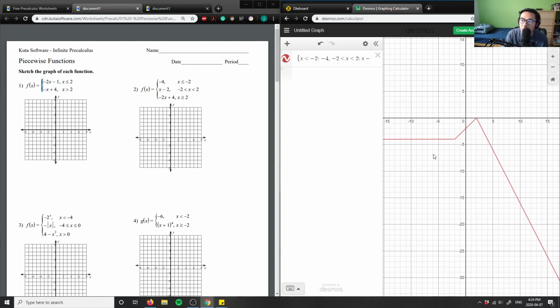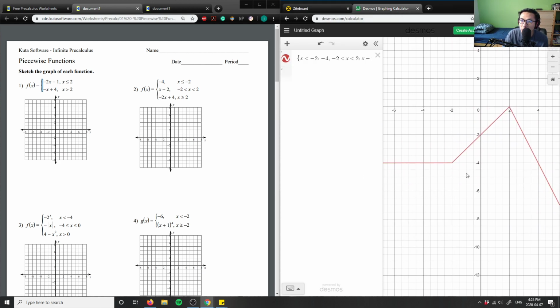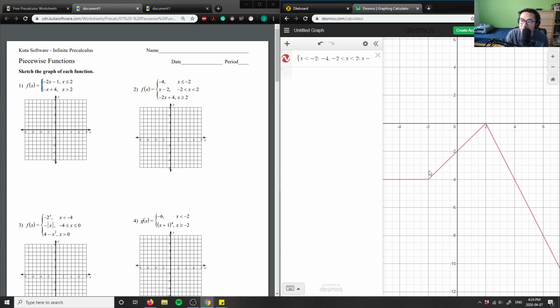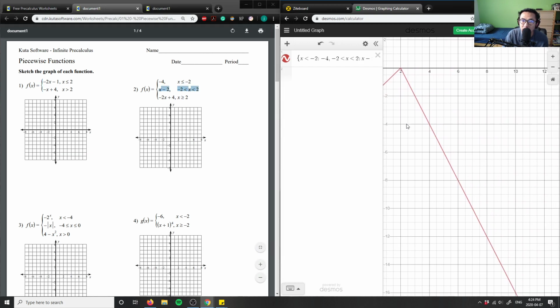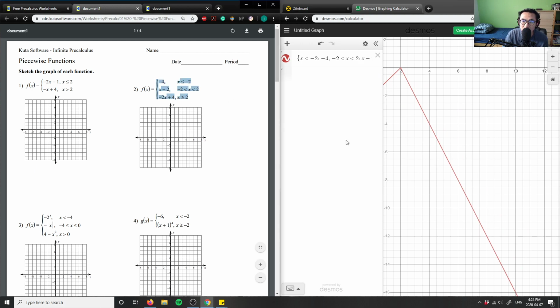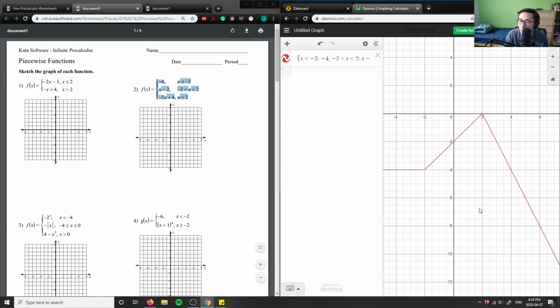But as you can see, we start at negative 4. This is the first part. The second part goes up, so it's x minus 2, as denoted by this graph. And then afterwards, it goes into negative 2x plus 4. And that's the third part of the graph here.